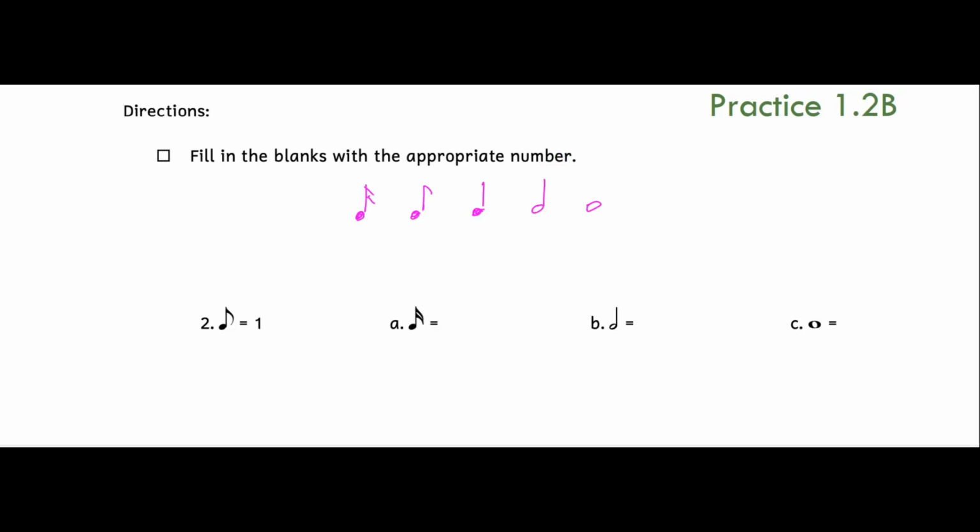Moving on to number 2. This time an eighth note is worth 1. So we put our 1 here. And moving this way, everything will be twice as big. So this will be worth 2. Half note is worth 4, and a whole note is worth 8. Going this way, it's going to be half the size, so that'll be worth a half. All right, so a 16th note would be worth a half. A half note is worth 4, and a whole note is worth 8.